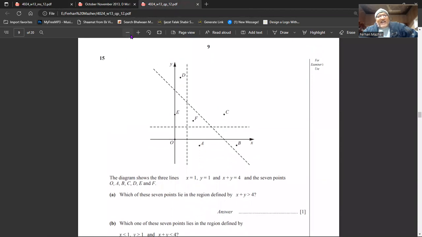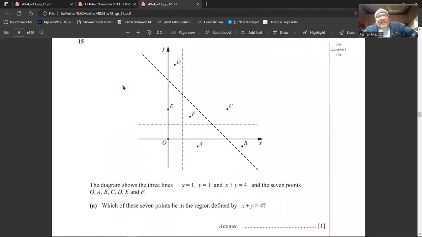Okay, so now we have question number 15, and here we have different lines. This line is a line whose y-intercept is positive and its slope is negative. This is a vertical line. It will be in the shape of x equals to some number. This is a horizontal line. This will be y equals to some number.